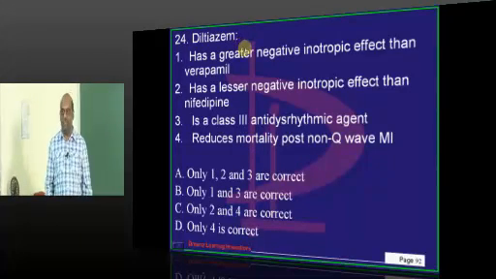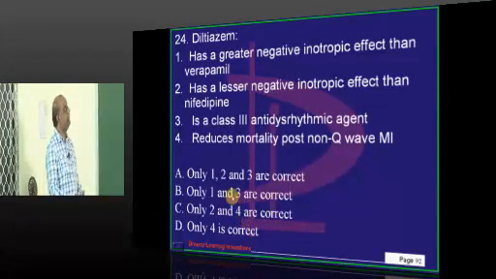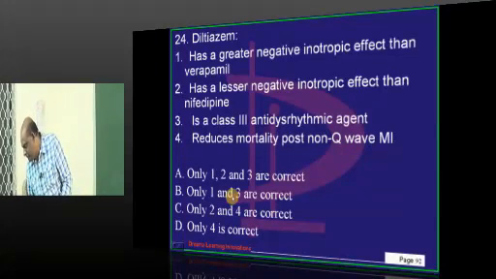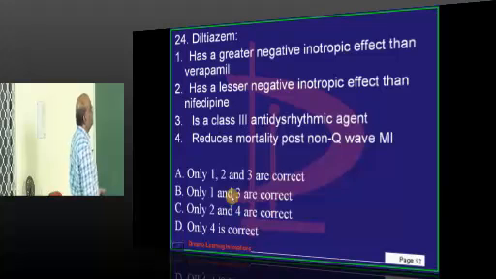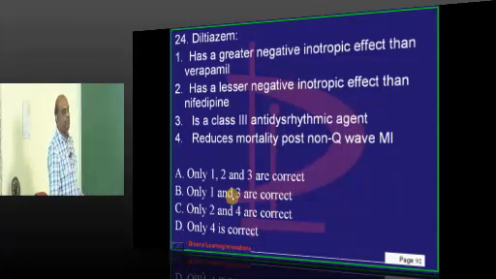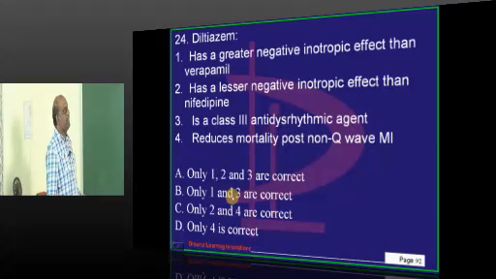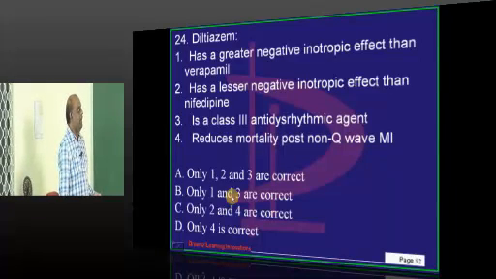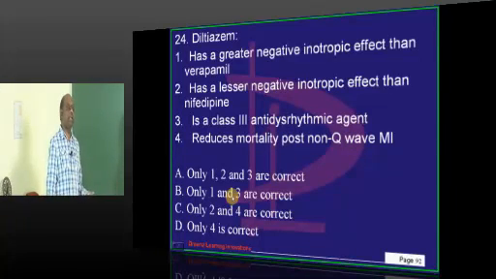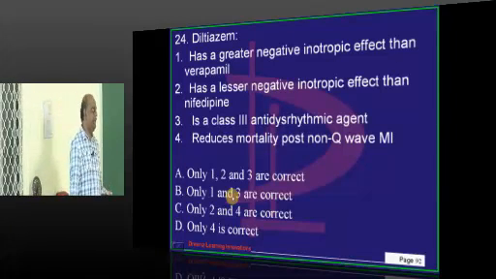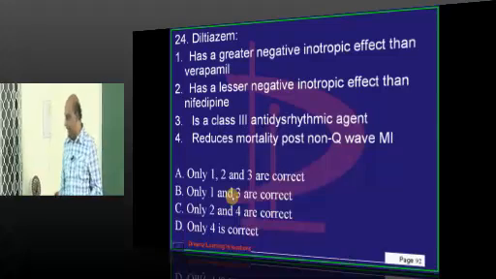Now coming to diltiazem, what do you want to propose, doctor? Question number 24, does it have more negative inotropic effect than verapamil? Does it have lesser negative inotropic effect than nifedipine? Where does it stand in its negative inotropic nature? Is it class 3 in the classification of antiarrhythmics? What is the effect of it on a non-Q wave MI when it comes to mortality?